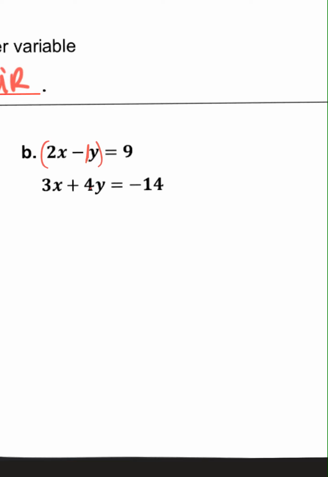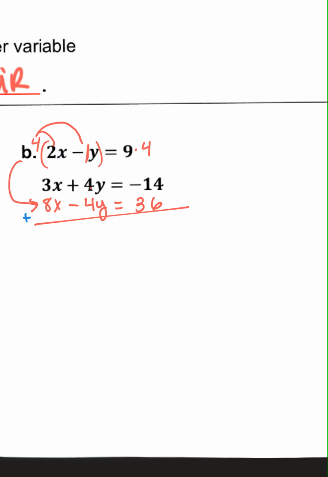Let's multiply everything by 4. So when I do that, I'm going to get 4 times 2, which is 8x, and then 4 times negative 1y is negative 4y, equals 9 times 4, which is 36. Now let's add those together and see what happens.